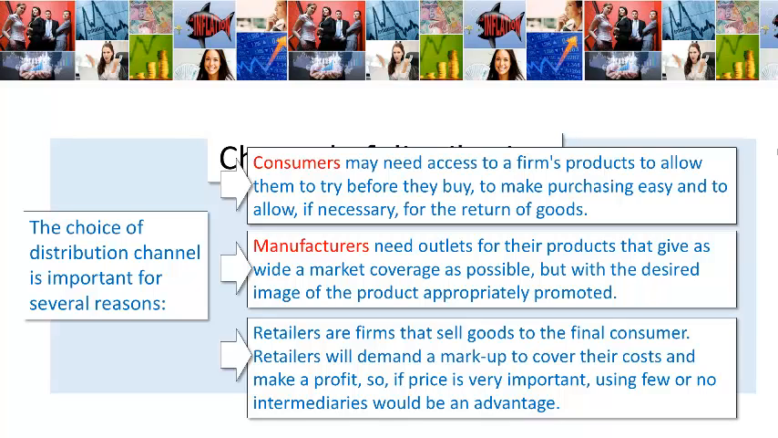Retailers, they're the firms that sell goods to the final consumer. Retailers are going to demand a markup to cover their costs, so they might buy their goods in for a certain amount from the manufacturer and then charge a 50%, 20%, 100% markup, etc. to cover the costs and make a profit. So if price is really important, using few or no intermediaries would be an advantage there.